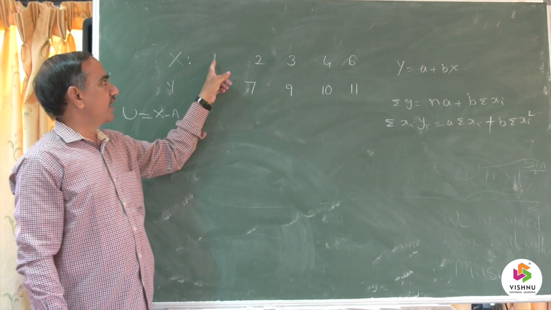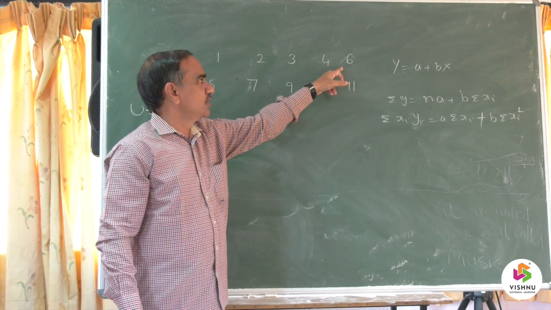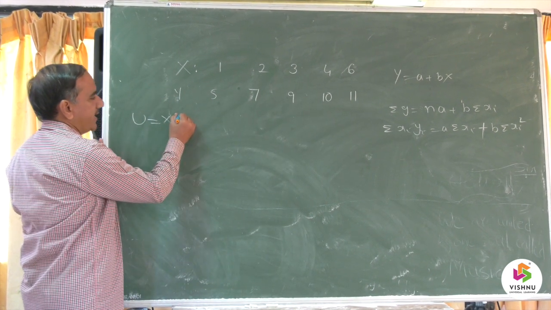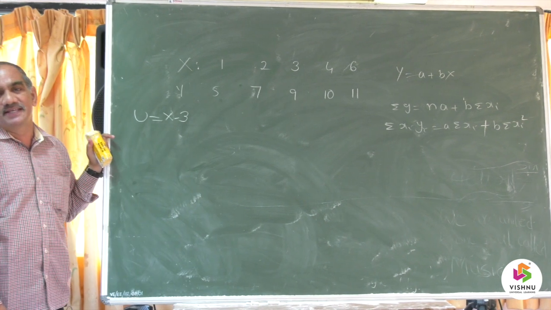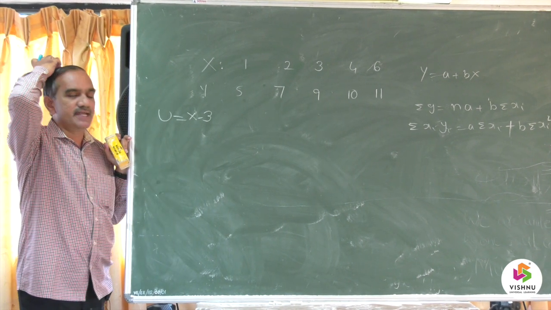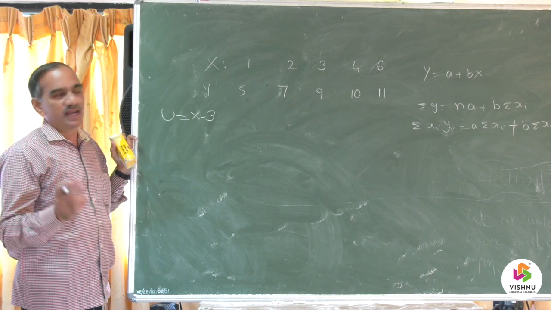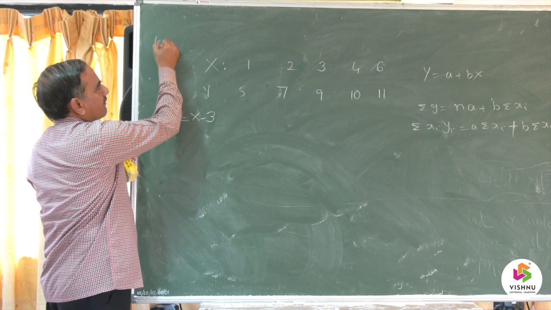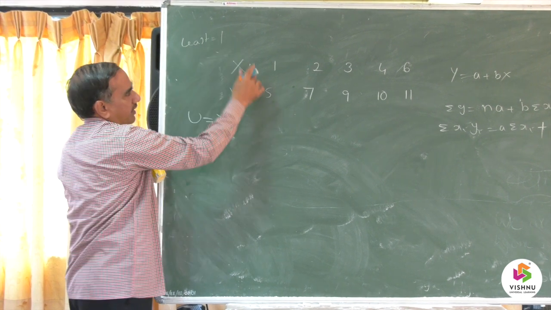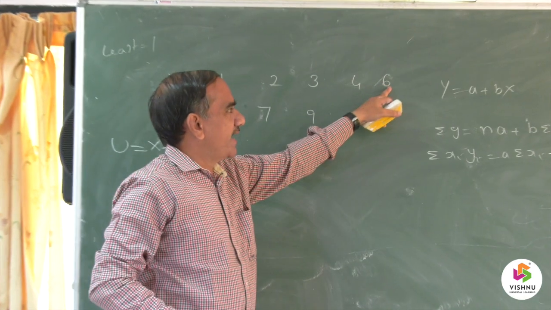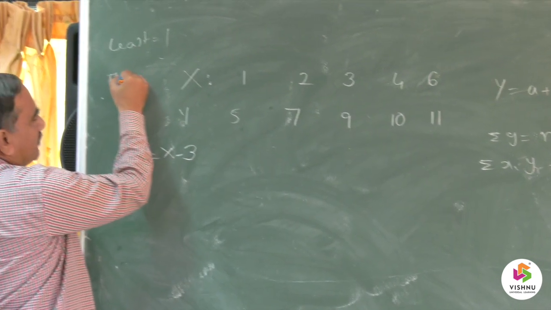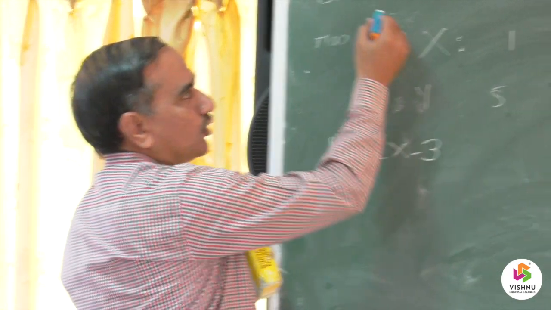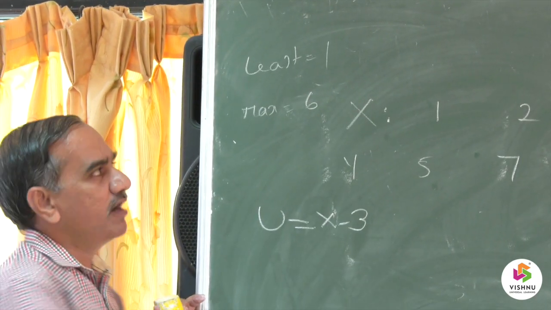Here the data ranges from 1 to 6. So, let us take the middle value 3 as the constant a. So, a is an arbitrary constant. In this example, we selected 3 as the arbitrary constant. In general, we follow one procedure. First, observe the data for the least value, which is equal to 1, and the maximum value, which is equal to 6. You can take any arbitrary constant a so that it lies between 1 and 6.